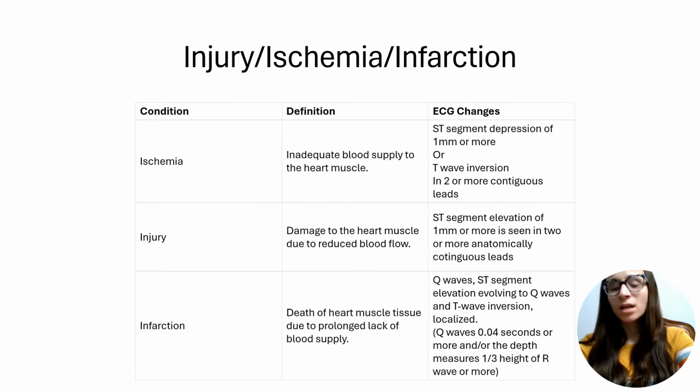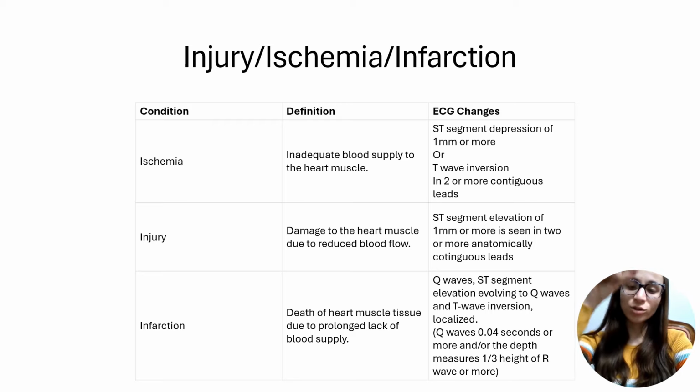Okay, one more thing I want to clarify is that a lot of people will throw around words like ischemia, infarction, etc. They're different, and it's important to know the difference. That's why I made this chart. Ischemia means inadequate blood supply to the heart muscles, as opposed to injury, which means there's actually damage to the heart muscles because of this inadequate blood supply. Infarction means there's actual death of the muscle tissue due to the inadequate blood supply.